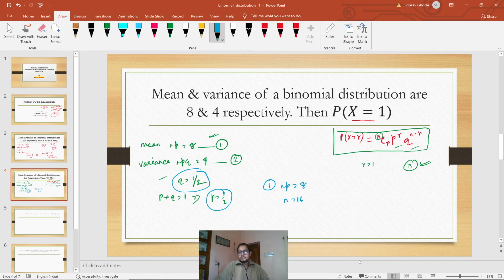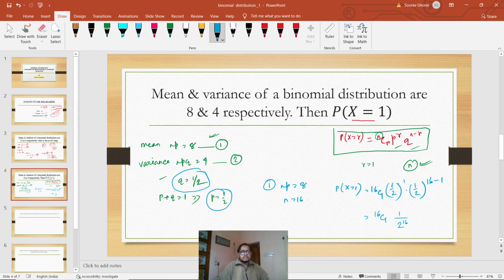And now if we put here x equal to 1, we will get 16C1 into half to the power 1 into half to the power 16 minus 1. That is 16C1 into 1 by 2 to the power 16. If you simplify, you will get the result. So I hope this is clear to you?